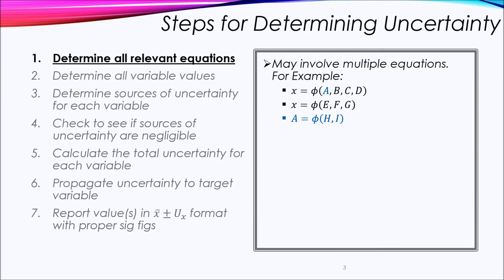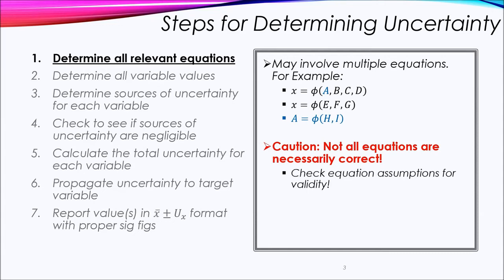And then there can be sub-levels of equations where variable a, for instance, may be another function of some extra variables. Now, quick note of caution is that just because you look up an equation and it seems to have the variable that you're trying to go for, it does not mean that it is the correct equation. A lot of equations will have a certain number of assumptions that are made to simplify the equation, or it may apply to a different scenario. So always when you're figuring out the equation, make sure the assumptions are valid for your setup.